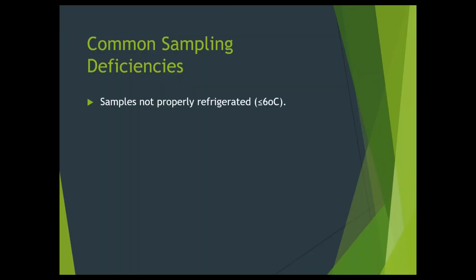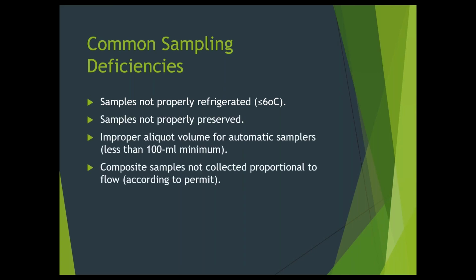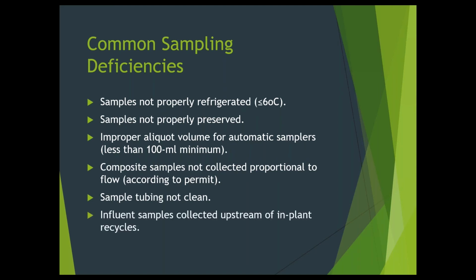So the do's and don'ts, common deficiencies. Less than 6 degrees C, not 60 degrees C. Less than 6 degrees C. Not preserved, improper aliquot volume, not collected proportional to flow or according to the permit. Sample tubing is not clean. You're going to see this here in a minute. Your sample tubing should be clean. Influent samples collected upstream of plant recycles. So that means if you have return activated sludge or if your drain from your trash bin drains back to your headworks, when you take your influent sample, it needs to be upstream of that. Because I don't want anything that comes from your plant to influence your influent sample.